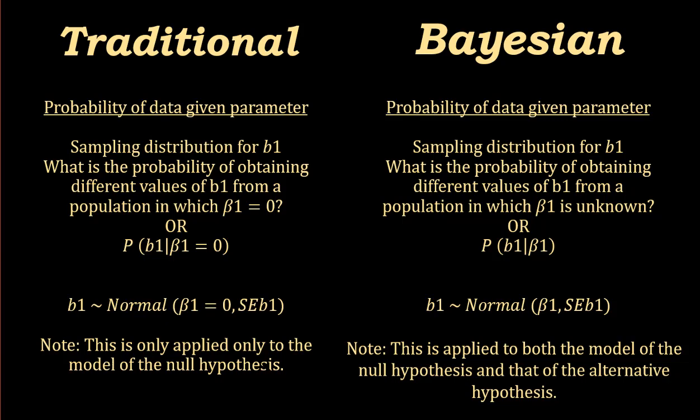So this method is applied only to the model of the null hypothesis, because we are going to have a model of the null hypothesis and a model of the alternative hypothesis in the Bayesian case, but we are going to have only a model of the null hypothesis in the traditional case.